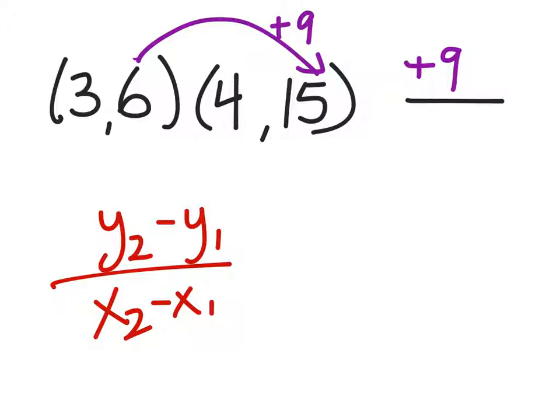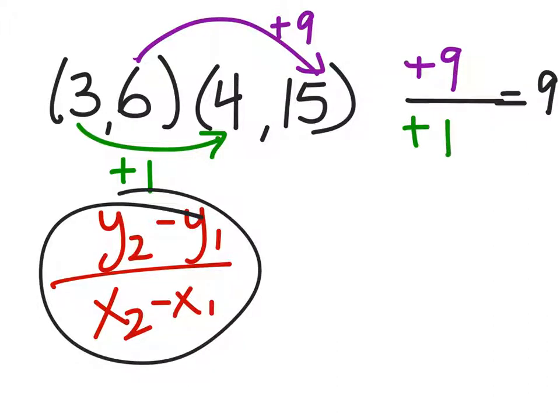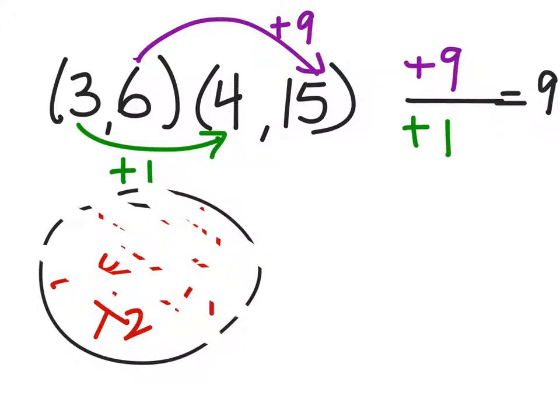What about your denominator? From 3 to 4, see the double rainbow right there? You would have added 1. So 9 over 1. What is the slope on this? Simplify. 9. I mean, if you want to write 9 over 1, that's fine. But this is kind of like using the equation without actually using the equation. Which is pretty nice because not everyone likes the equation.